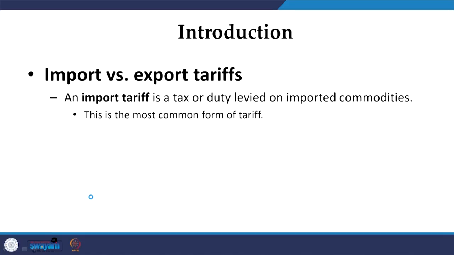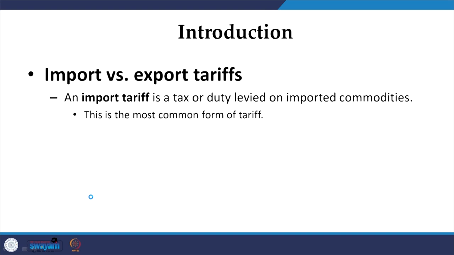So usually tariff is referred to as a tax on exports and imports, but largely no country imposes tax on exports, because if we impose tax on exports, that will demotivate the exporters to sell their products, because the products will be internationally less competitive due to the higher prices. So usually countries impose tariff on imports, not on exports. Therefore, largely it is said that the tax or duty levied on imported commodities is called tariff. This is also called import tariff.